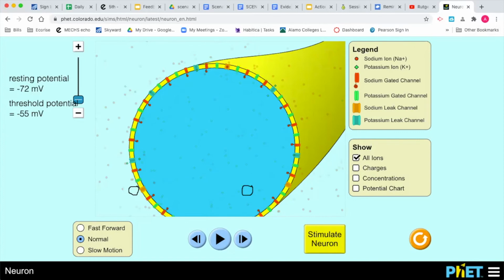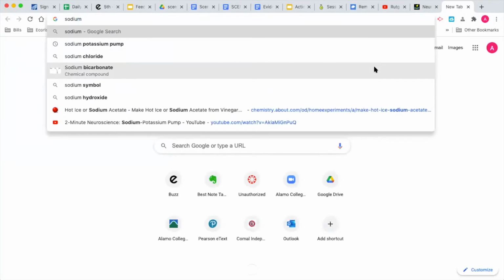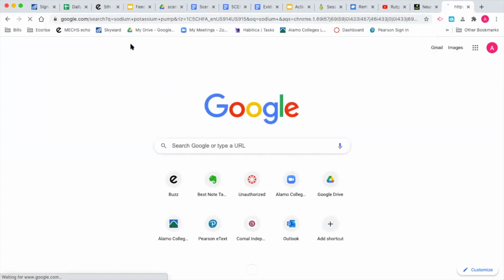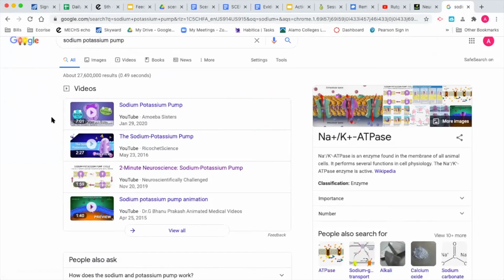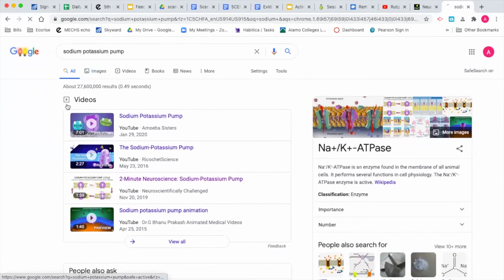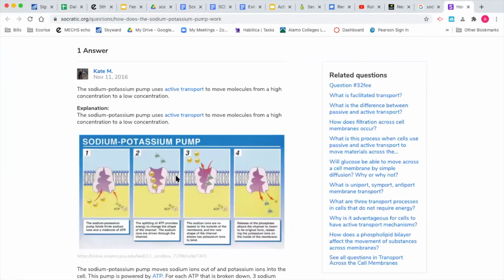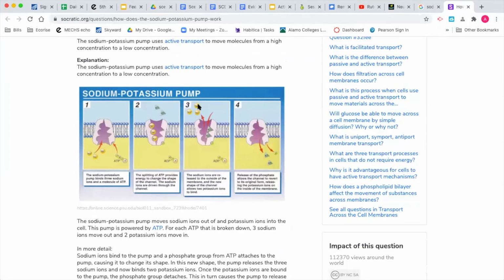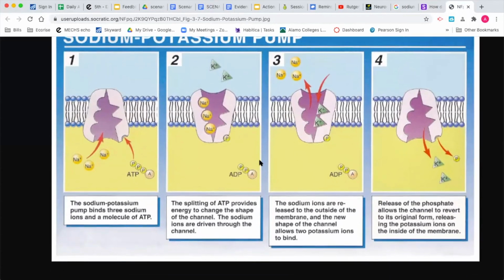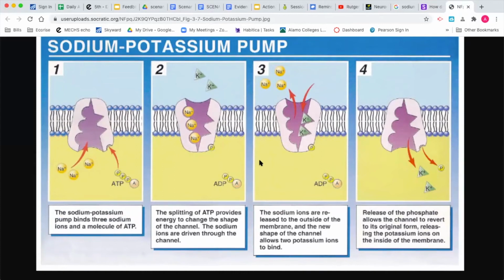One thing that isn't illustrated on here is another protein. It's an active transport protein called the sodium-potassium pump. The sodium-potassium pump actively moves sodium and potassium against the concentration gradient.